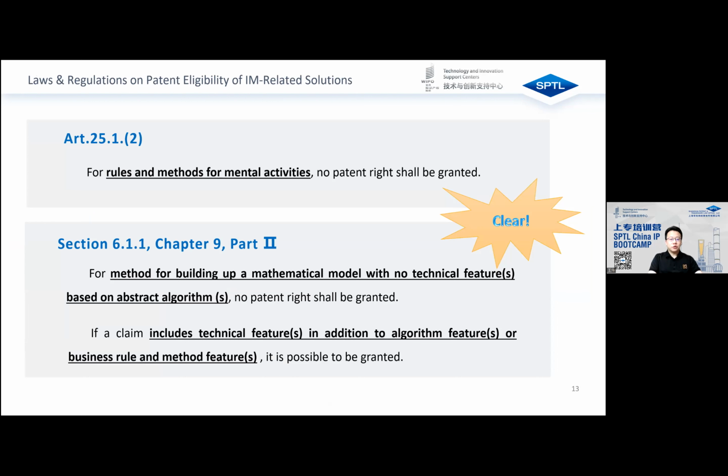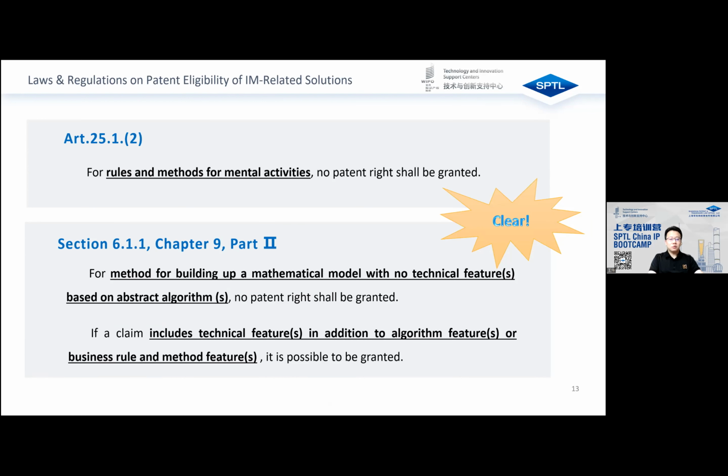As we all know, a solution should meet several criteria so that it could be considered as an eligible subject matter. In other words, a technical solution in the meaning of patent law. For patent eligibility of IM-related solutions, among these criteria, Article 2.2 and Article 25.1 are something worth thinking about and worth talking about.